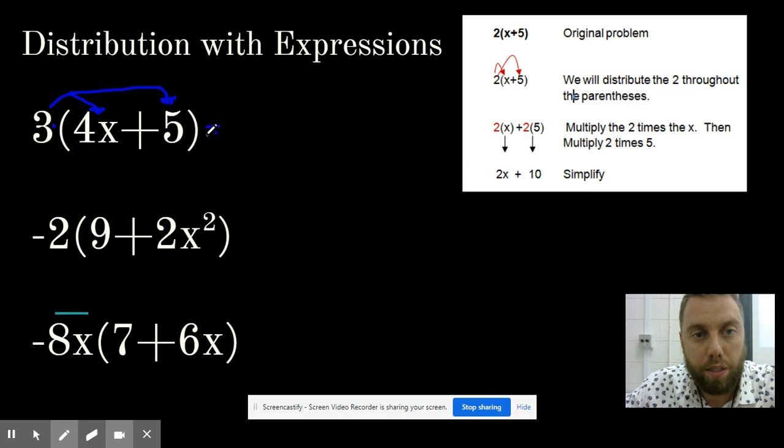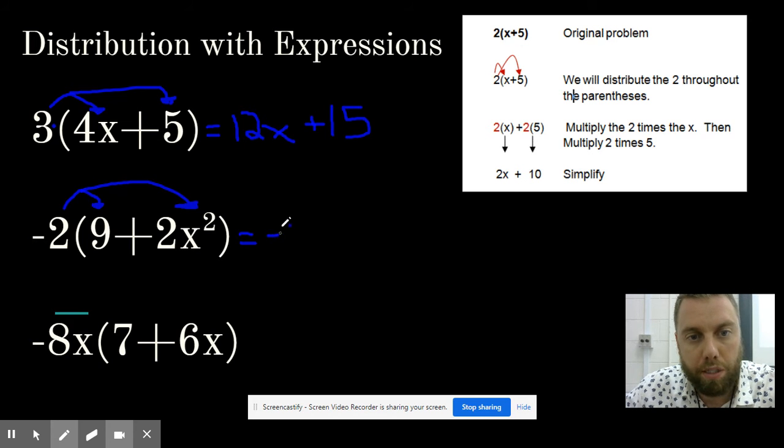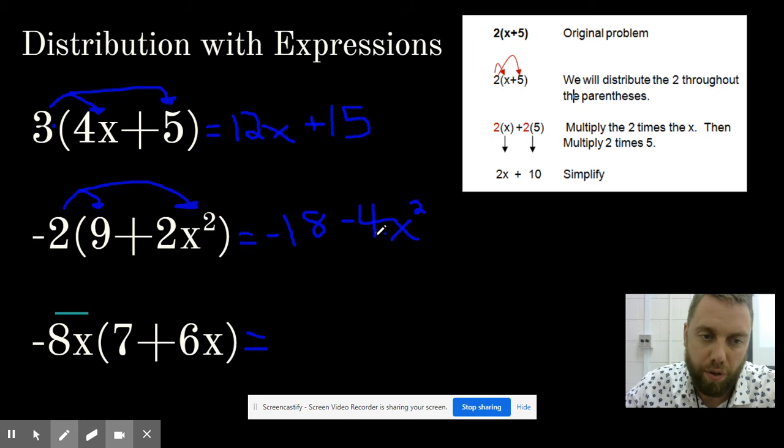3 times 4x is going to be 12x. 3 times 4 is 12, and the x stays the same. 3 times 5 is 15. And we're done. We can't go any further. This has an x, this doesn't, so we can't combine like terms. Now, we have our negative 2 times 9, which is negative 18. Negative 2 times 2x squared is negative 4x squared. And the x squared, again, stays the exact same, just like the x did here. It stays the same. Only the coefficient, or the number in front, changes.